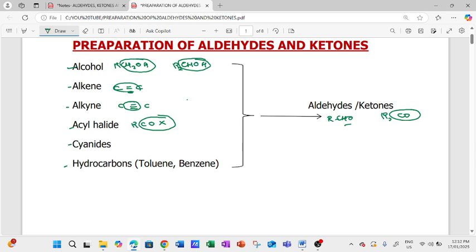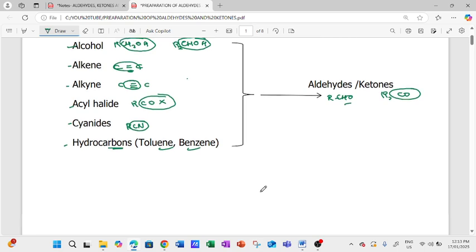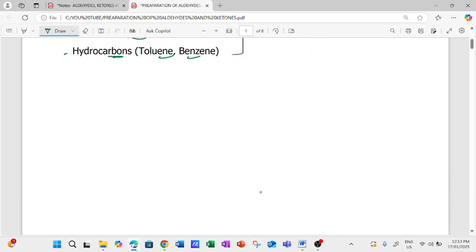Cyanide or nitriles, RCN. Cyanide is CN. How can we change that to CHO or CO? Similarly, toluene and benzene, how can we change them? So these are the things which I am going to discuss today. So let's start with alcohols. The first one is alcohol.